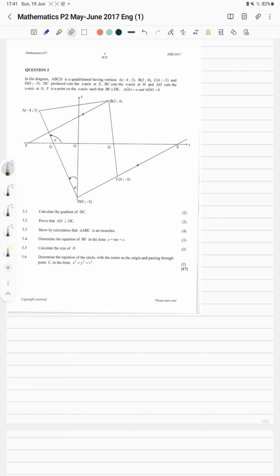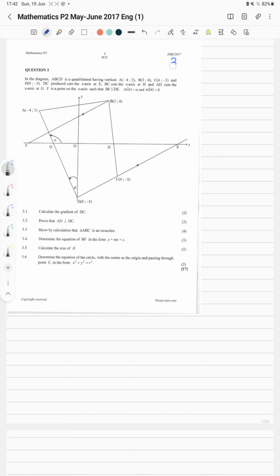Reading this question to you: in the diagram ABCD is a quadrilateral having vertices A, B, C and D, all of which are shown in the diagram. DC produced cuts the x-axis at E, BC cuts the x-axis at H, and AD cuts the x-axis at G. F is a point on the x-axis such that BF is parallel to DC. AGO is alpha and ADO is theta. First question, 3.1, calculate the gradient of DC. So let's start that calculation.